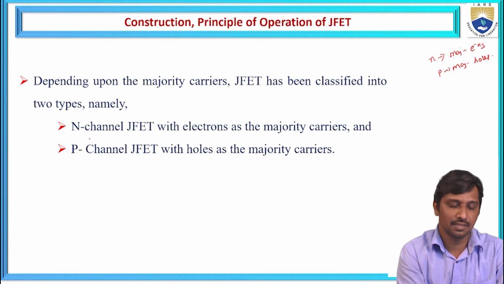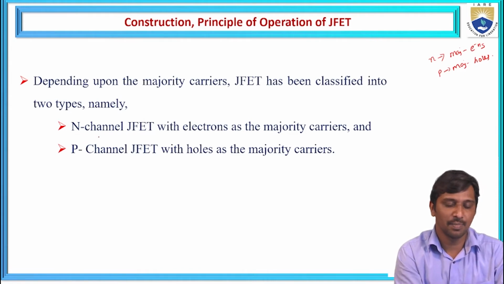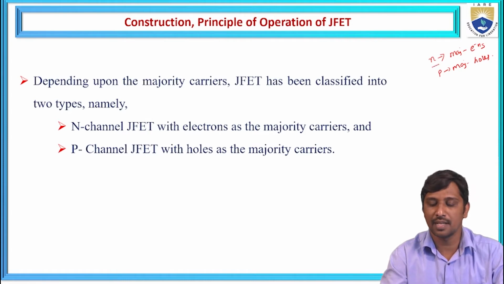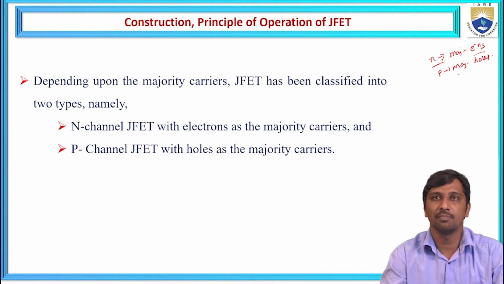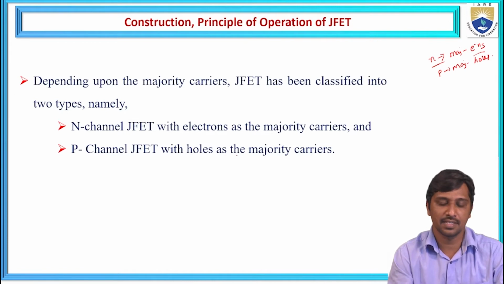Here, N-channel JFET means the majority charge carriers, we know that in N-type material, are electrons. Hence, in this N-channel JFET, the conduction depends upon the majority charge carriers, that is electrons. Similarly, if we consider the P-channel JFET, we know that in a P-channel the majority charge carriers are holes. Hence, the conduction depends upon the holes, that is majority charge carriers.